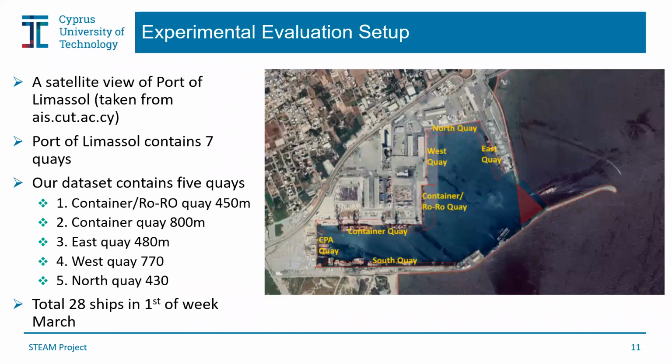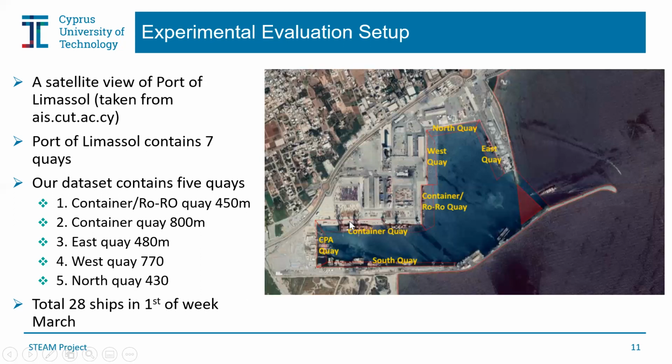For experimental setup, we have considered real-time data taken from the port of Limassol, Cyprus. A satellite view of the port of Limassol is presented in this figure. You can see there are a total of 7 queues at the port of Limassol. However, in our data set, we found five queues, excluding the CPA queue and South queue. The other 5 are included in our data set.